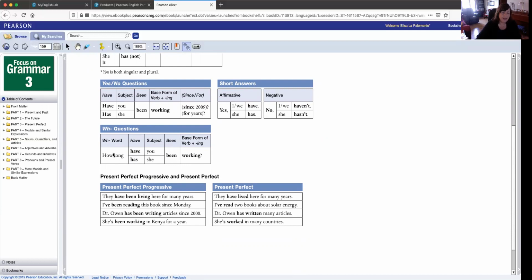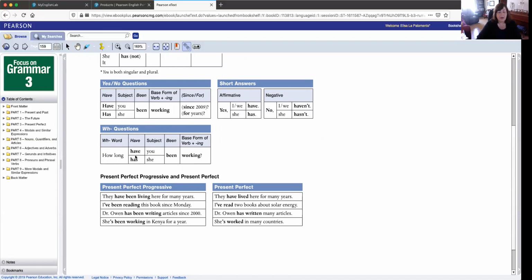We also include how, even though it does not begin with WH. Many of these questions will be how long, how much, how many. So here's one question that is beginning with how long. And of course, that goes first. And then the pattern is the same. The rest of this is the same as it is with a yes/no question. You'll see these are the same.